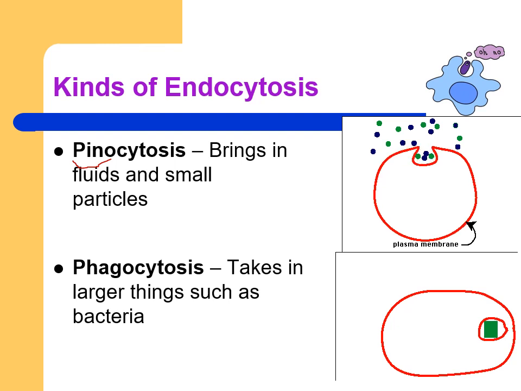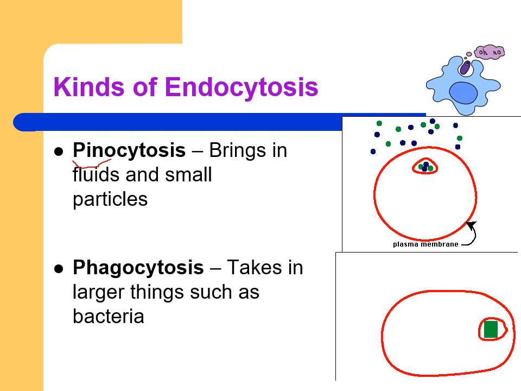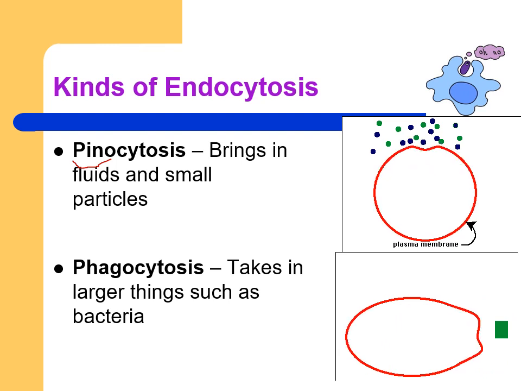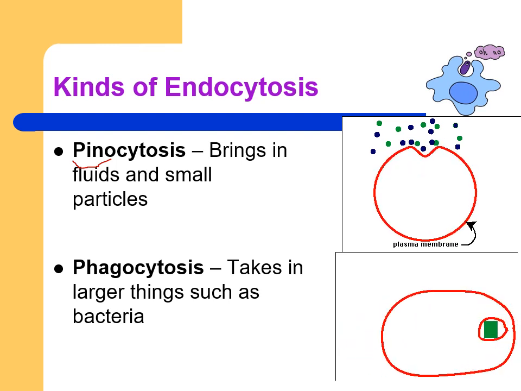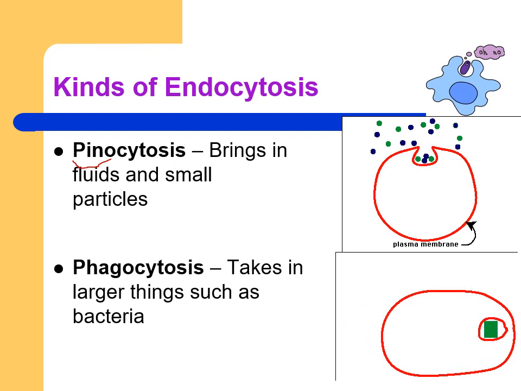All right. Then you got phagocytosis. Phagocytosis is bringing in large stuff, okay? It's going to take like a bacteria or something, it's going to eat it. So one big large thing, and it swallows that whole.